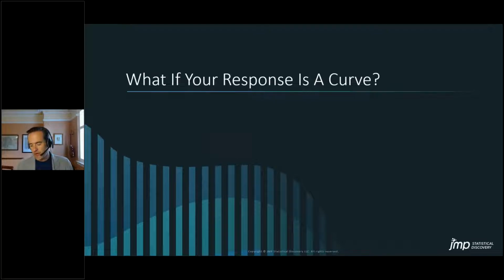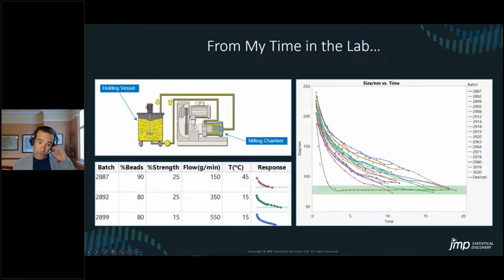So yes, the question is, how can you apply design of experiments if your response is a curve? I wanted to start with some personal experience from my time when I was working as a development scientist in the lab. The kind of experiments I was doing were quite dirty, kind of crude things involving milling of pigment dispersions. This diagram here shows us the idea of a bead mill.